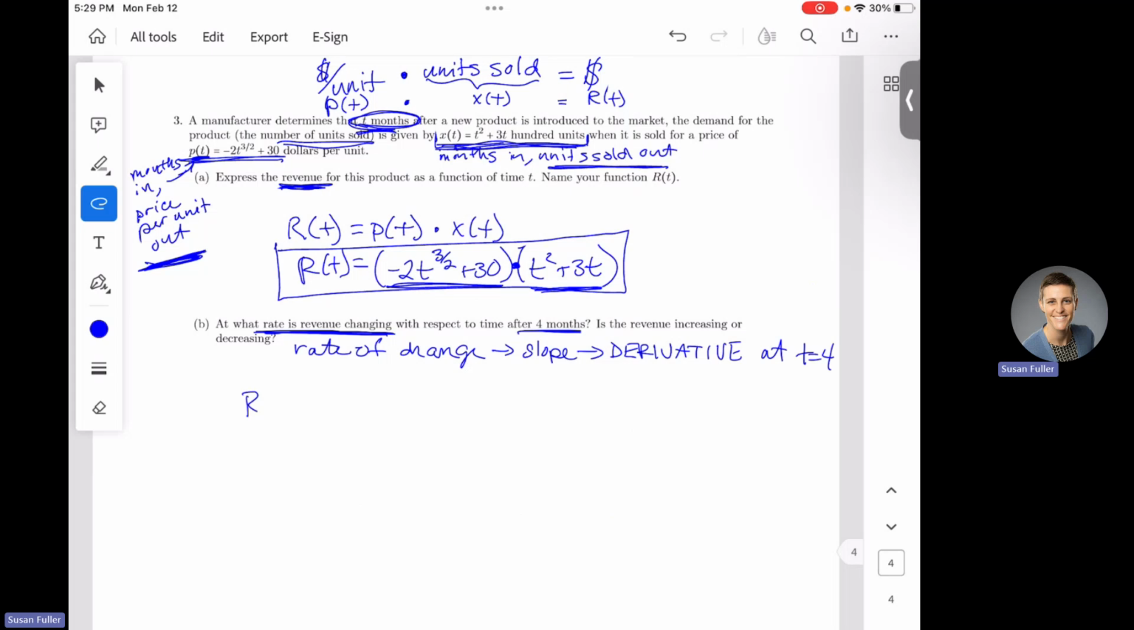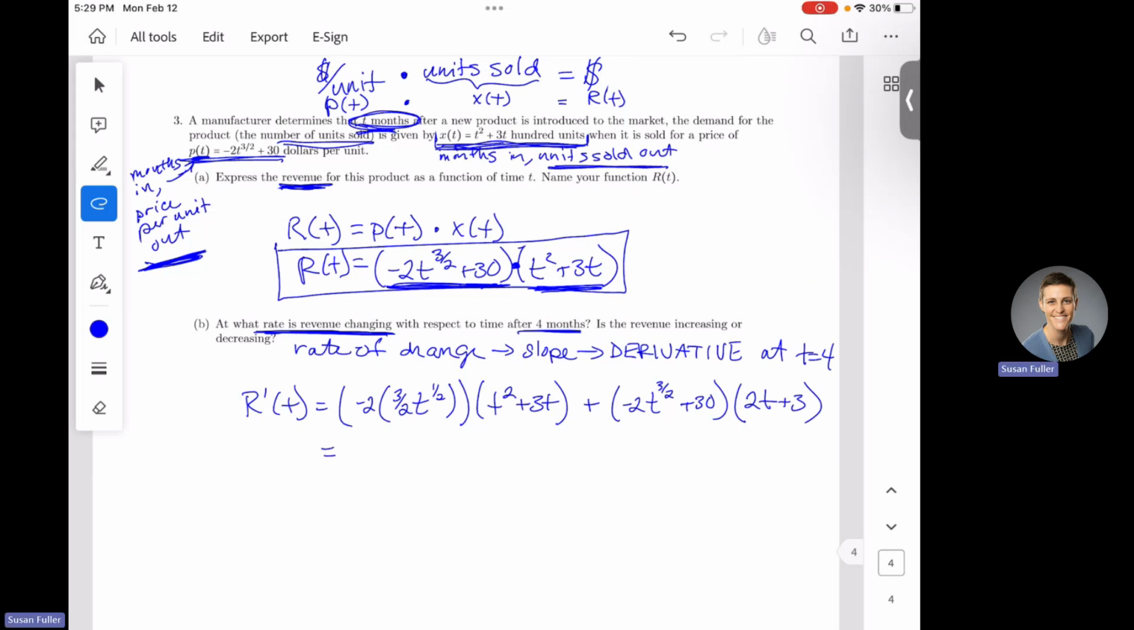Okay, so I'm going to find r prime of t first. I'll find the derivative, then I will plug t equals 4 in. To do this, I'm going to use the product rule. So I'll do the derivative of the first: negative 2 times 3 halves t to the 1 half plus 0, the derivative of 30 is 0, times the second as is, plus the first as is, negative 2 t to the 3 halves plus 30 times the derivative of my second here, which is 2t plus 3.